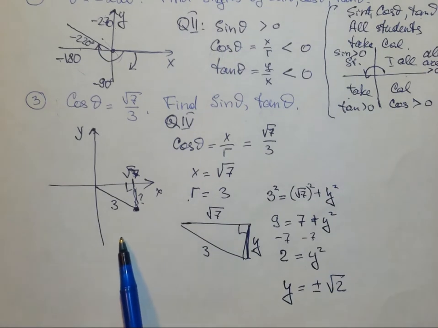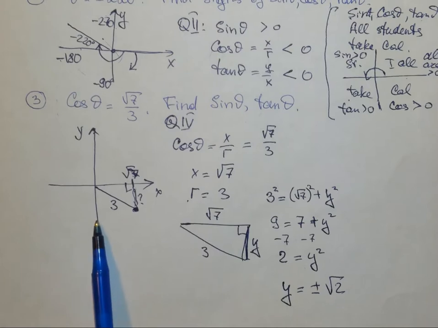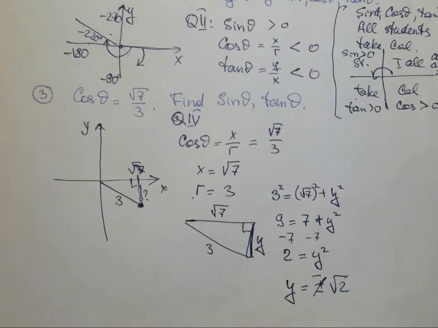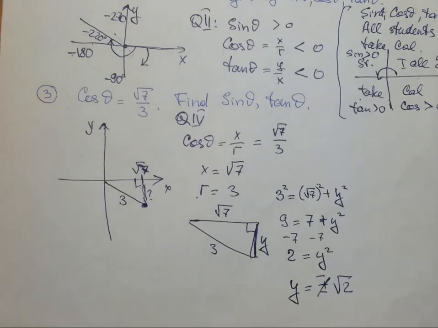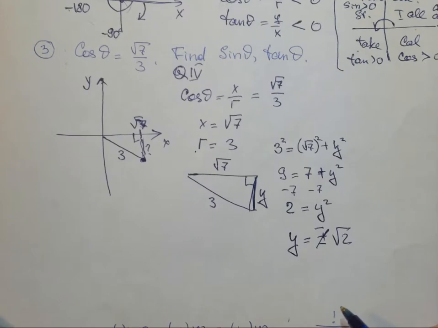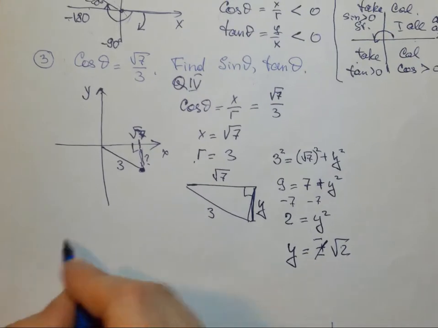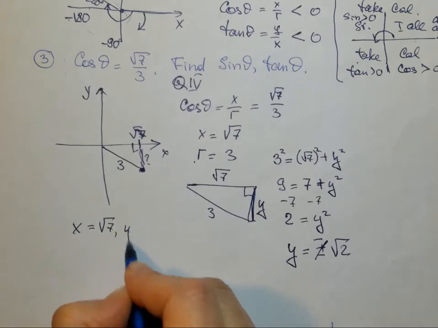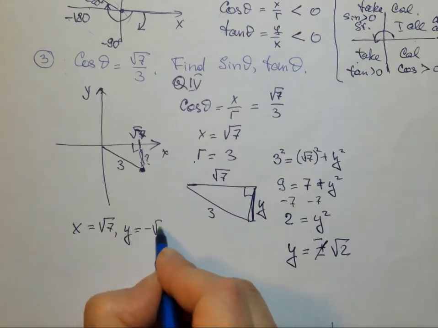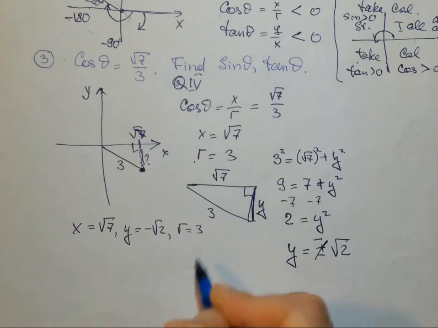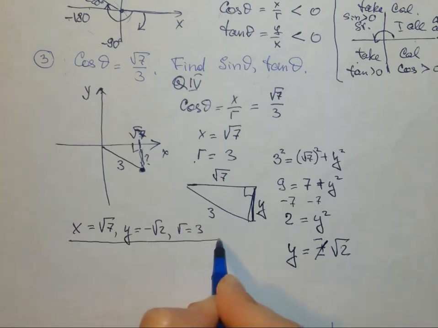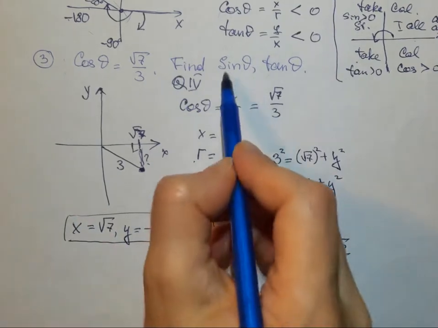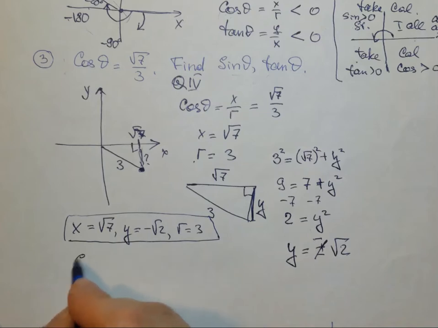Since we are in quadrant 4, y must be negative. So from these two signs, we choose negative. So y is negative square root of 2. So what do we have? We have x equals square root of 7, y equals negative square root of 2, and r equals 3. Now we can write all 6 trigonometric functions. We are interested in sine and tangent here.